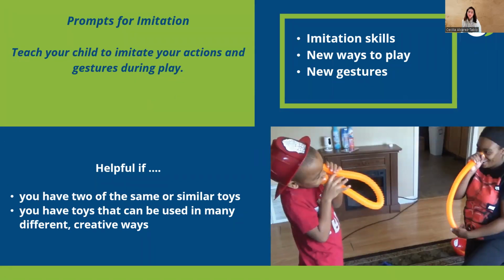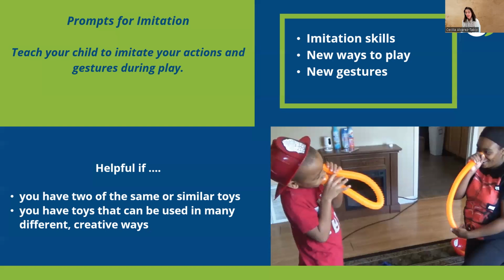Children use imitation to learn new skills, such as how to play with a new toy, perform a new task, use new words, and communicate their interest in others. Children with social communication challenges often have difficulty learning new skills by watching others and imitating their behavior. So you're going to use prompts and rewards to teach your child to imitate your actions and gestures during play. This strategy can improve your child's imitation skills. It can also help your child connect with you and learn new ways to play and gesture through imitation.